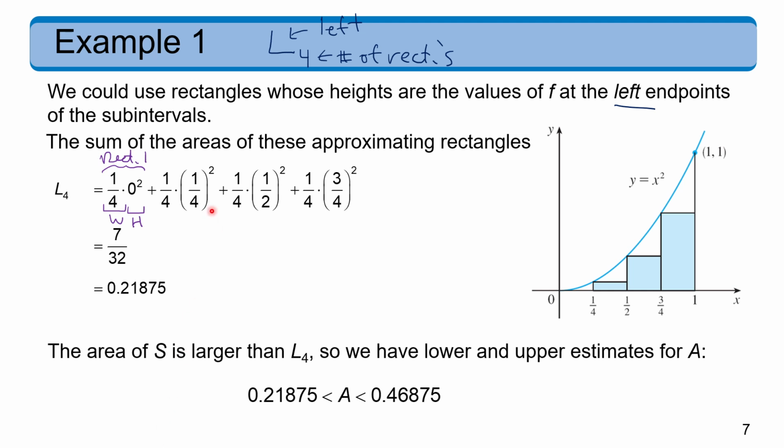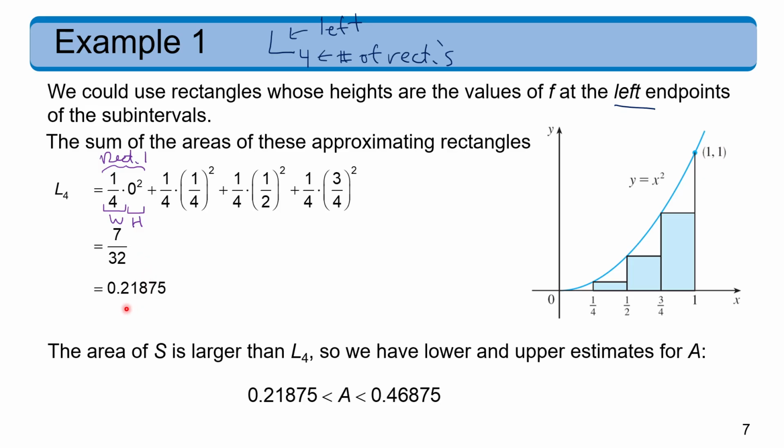I don't think I need to write it all again. Width times height for rectangle 2. Notice it used 1/4 plugged into our function for the height. For rectangle 2, the left endpoint is 1/4, so that's what we plugged in. Third rectangle, width times height, plus the area of the fourth rectangle, width times height. Simplifying all this gives us the fraction 7/32.